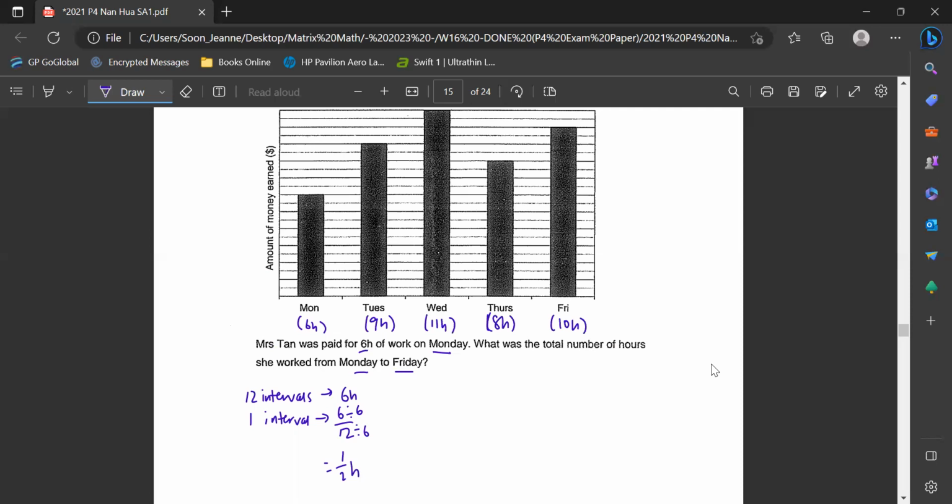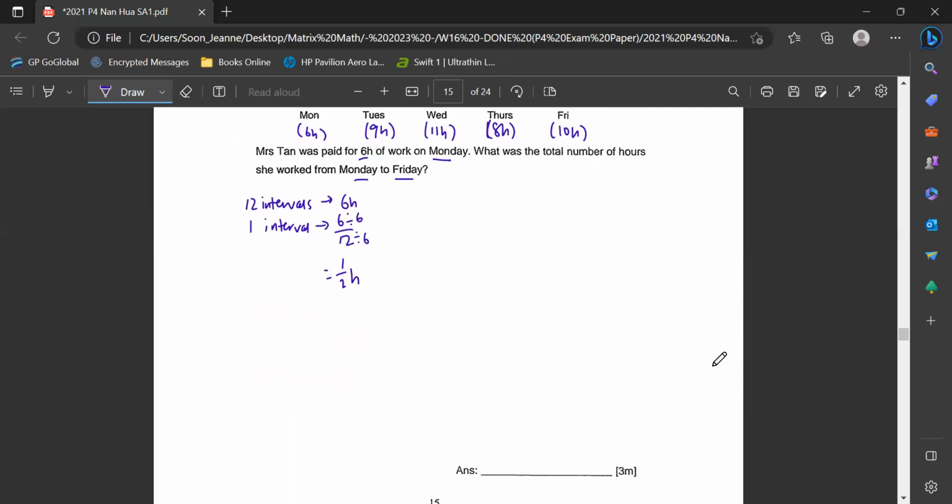So if you were to add all these hours up, your answer will actually be 44 hours. Okay, 44. Because 6 hours plus 9 hours plus 11 plus 8 plus 10 hours. Total, you will get a duration of 44 hours in total.